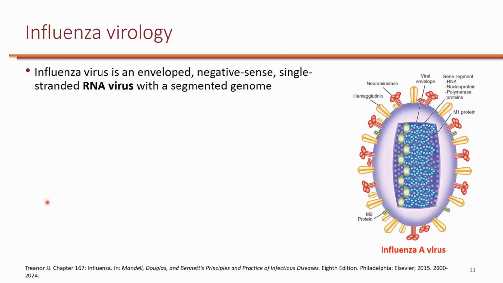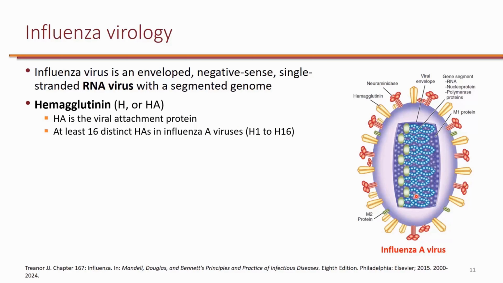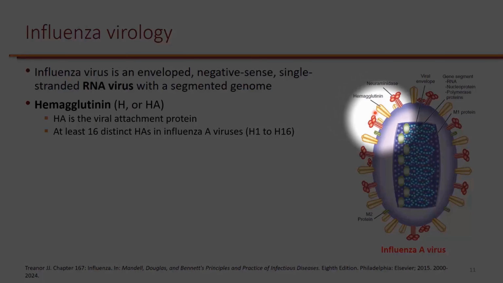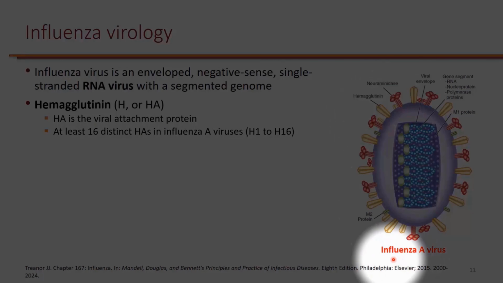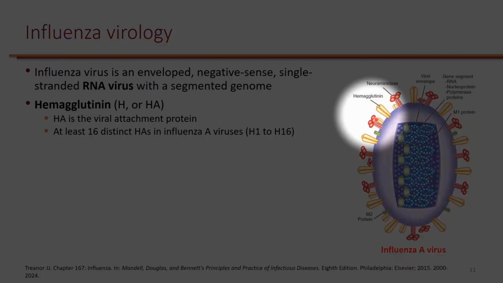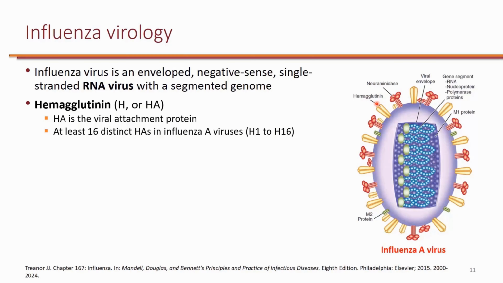Influenza virus is an enveloped negative sense single-stranded RNA virus with a segmented genome, meaning that there are multiple RNAs inside the virus. Hemagglutinin, abbreviated H or HA, is a viral attachment protein, which you can see. In this picture, I'm showing you influenza A specifically, and this is hemagglutinin. There are at least 16 distinct hemagglutinins in influenza A.